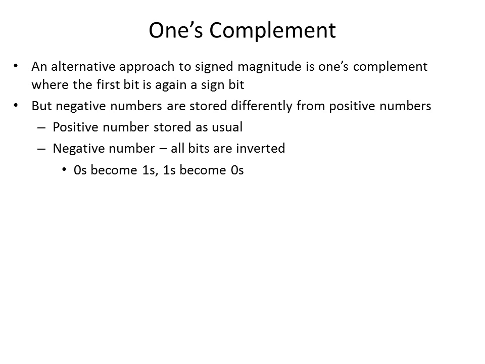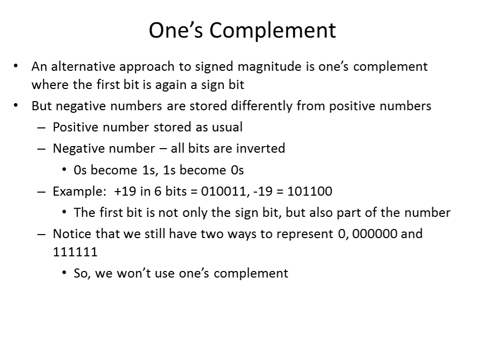Negative numbers are stored differently from positive numbers. Positive numbers are stored as usual. For negative numbers, all bits are inverted. That is, 0s become 1s and 1s become 0s. For example, if we represent plus 19 in 6 bits, then it is 0, 1, 0, 0, 1, 1. And if we represent minus 19, then all the bits are complemented.